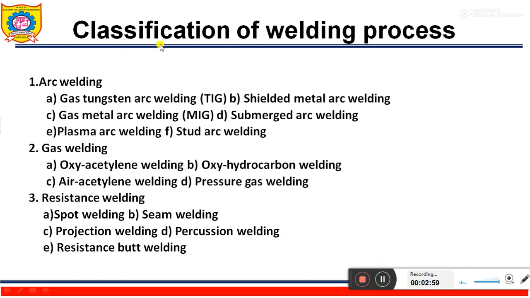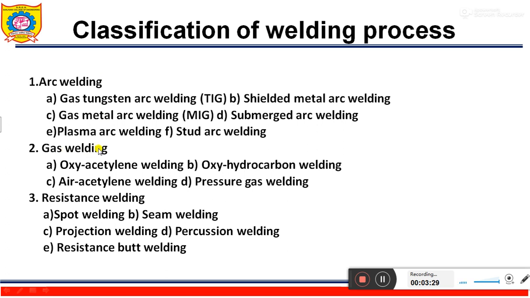Now, the classification of the welding process: arc welding, gas welding and resistance welding. In arc welding, the classification is gas tungsten arc welding, also called TIG welding. Then shielded metal arc welding. Gas metal arc welding is also called MIG. Then submerged arc welding, plasma arc welding, and stud arc welding. This is the classification of arc welding.